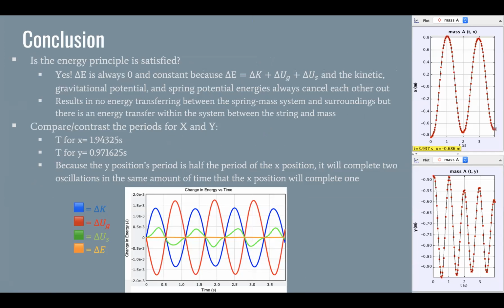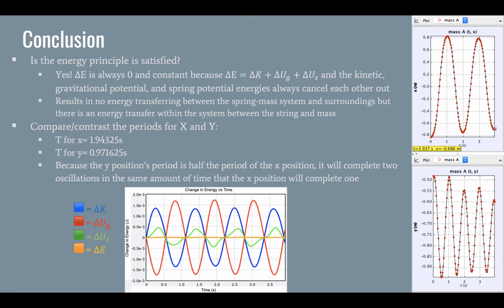Is the energy principle satisfied? Yes. Delta E is always 0 and constant because delta E equals delta K plus delta UG plus delta US, and the kinetic, gravitational potential, and spring potential energies always cancel each other out. This results in no energy transferring between the spring mass system and surroundings, but there is an energy transfer within the system between the string and the mass, and you can see this in the graph below because delta E, which is the orange line, is always 0.